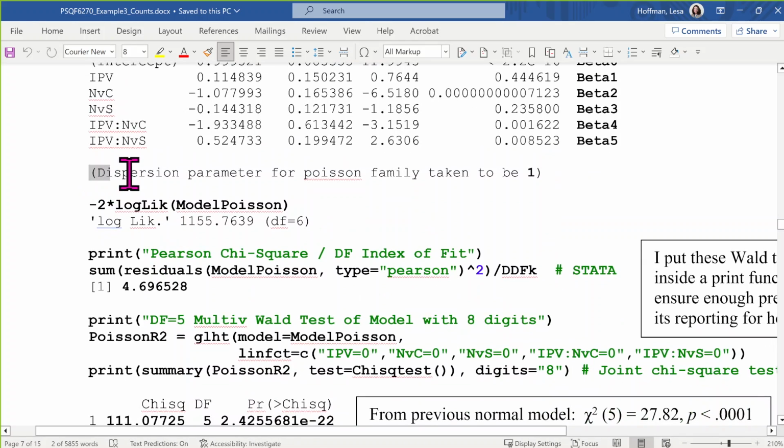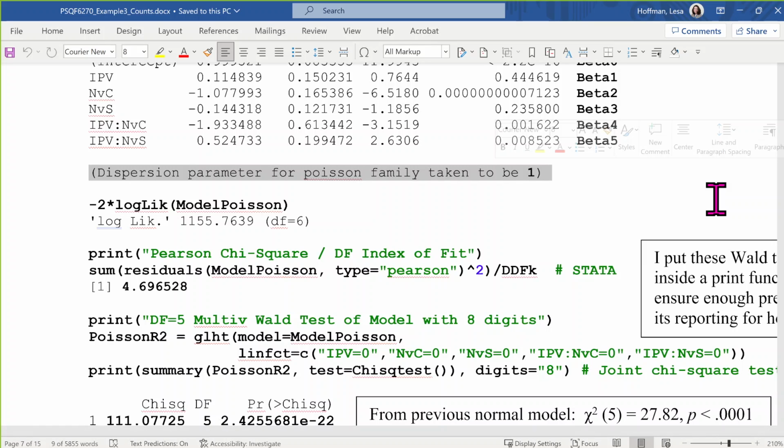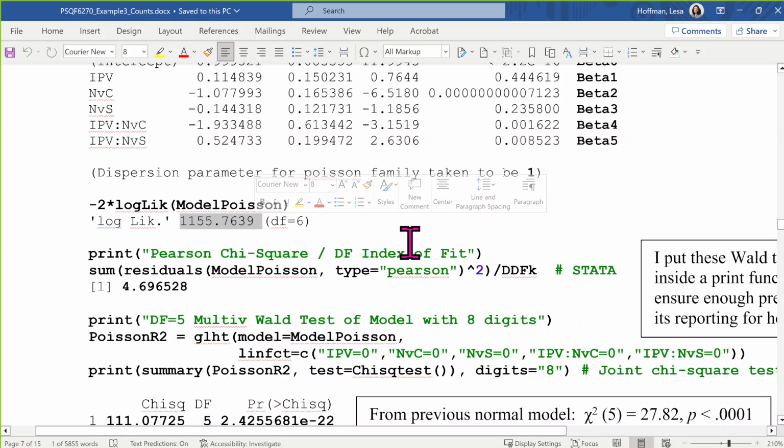The dispersion parameter for the Poisson family is taken to be 1. So that's just reminding you that the idea is that you are expecting as much variance as the mean predicts. So there's no over dispersion that's part of this model. The -2 times the log likelihood then is this number right here. That's what will go into your homework. As usual, I always ask for -2 log likelihood because it simplifies the likelihood ratio test that would result.